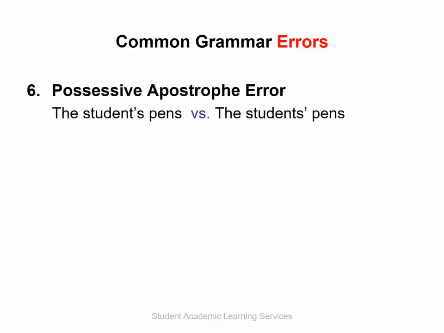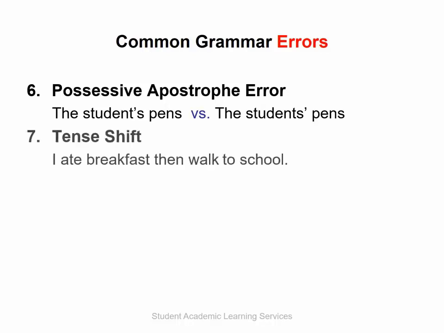The next example is discussing possessive apostrophe error. One of these represents one student's pens, and the other one represents many students' pens, singular and plural. So if you guessed that this one was the singular one, referring to a single student, you're correct. And this is plural for many students.